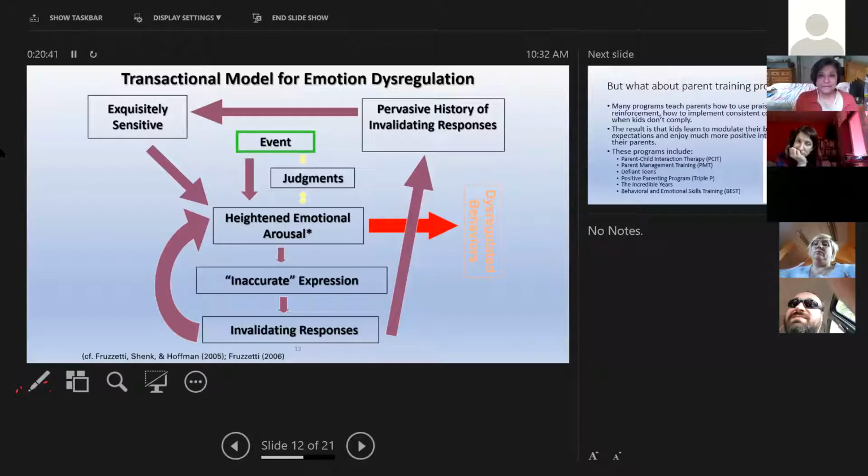Now, that situation, right, is this model for emotion dysregulation, where the child is incredibly sensitive and starts having high emotional arousal, can't really express what that emotional arousal really is, starts then engaging in an inaccurate expression.